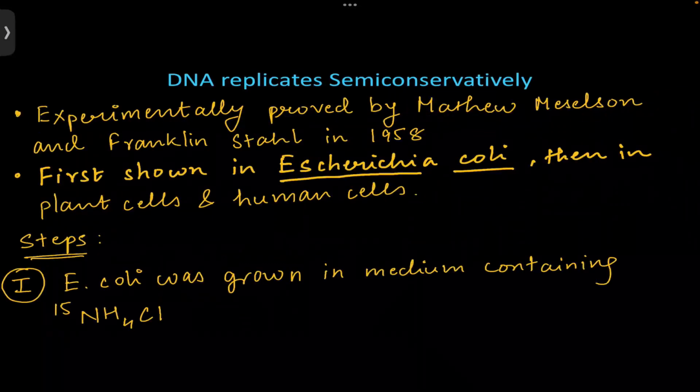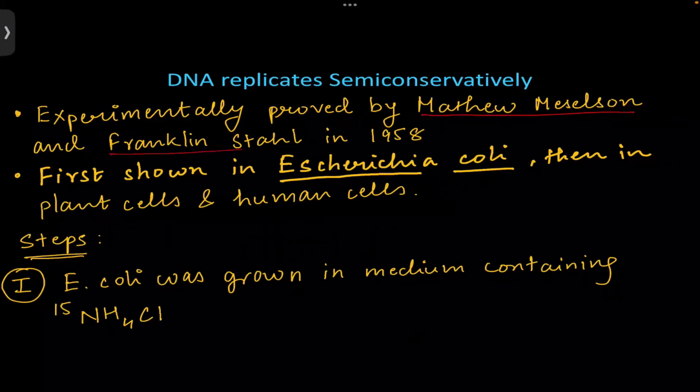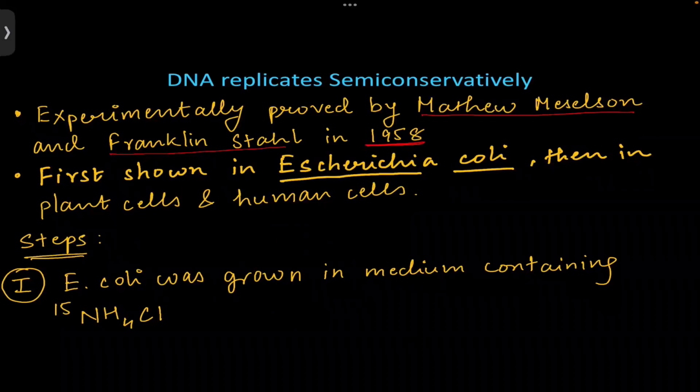So one experiment was done by two people, Matthew Meselson and Franklin Stahl, in 1958. And they experimentally proved that DNA actually replicates in a semi-conservative manner, which means the new DNA molecules will have one copy of the original strand and one copy of the newly synthesized complementary strand. So how did they prove it experimentally? We will discuss their experiments.